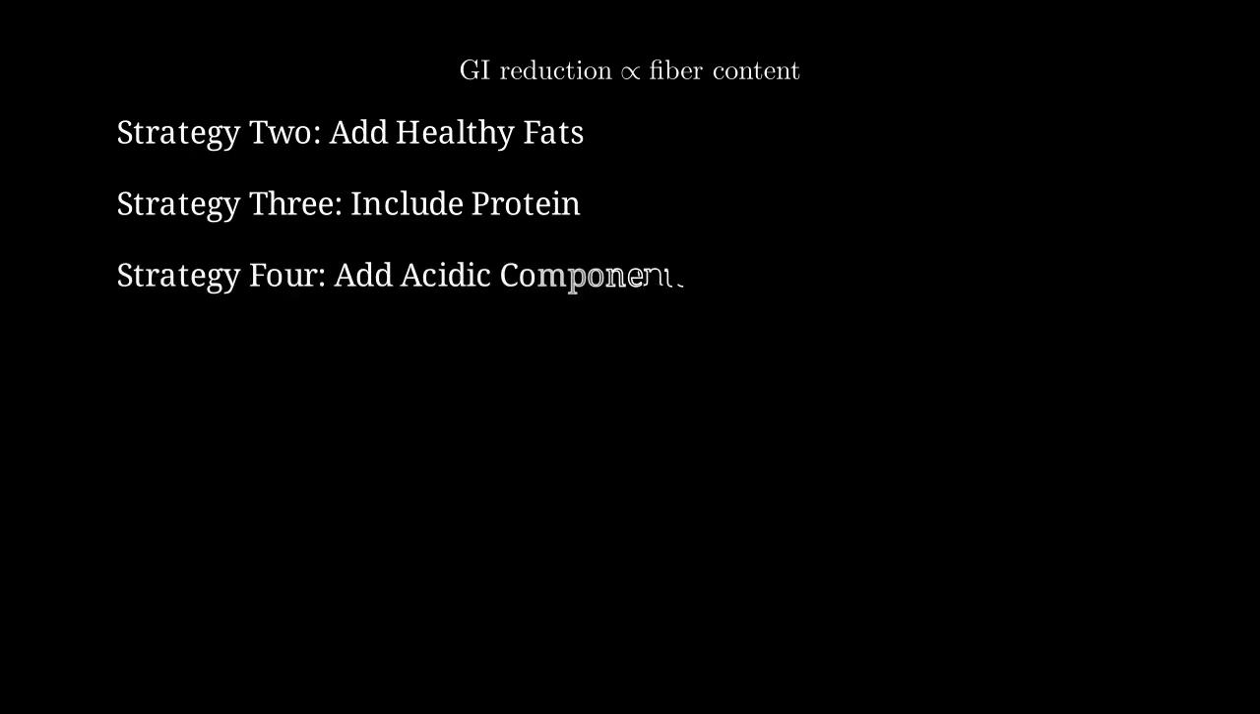Fourth, add acidic components. This is less well known but very effective. Adding vinegar, lemon juice, or other acids can reduce the glycemic response to a meal by 20 to 30%. Let's optimize a rice dish for lower glycemic index.